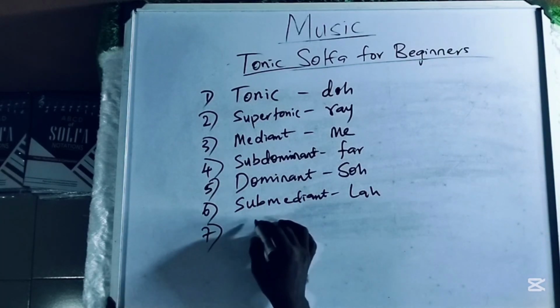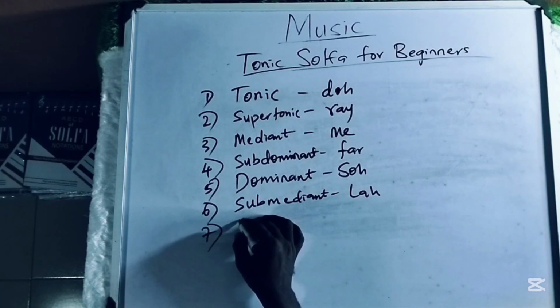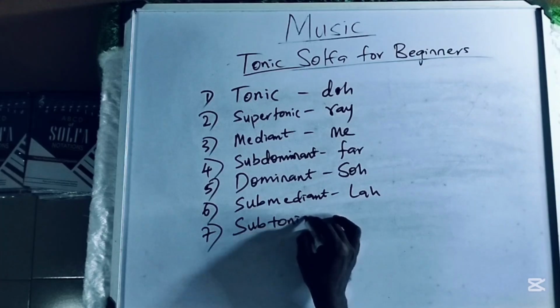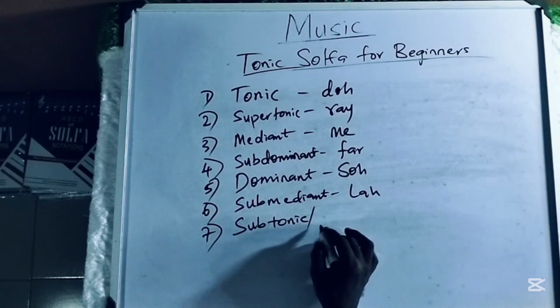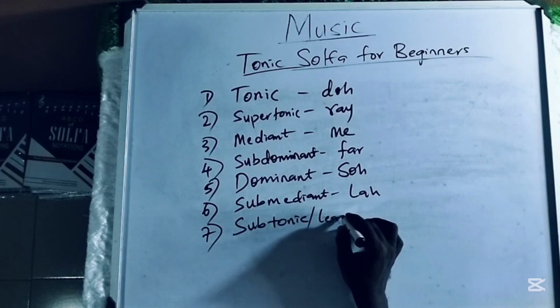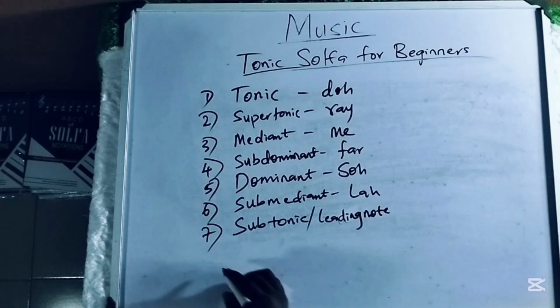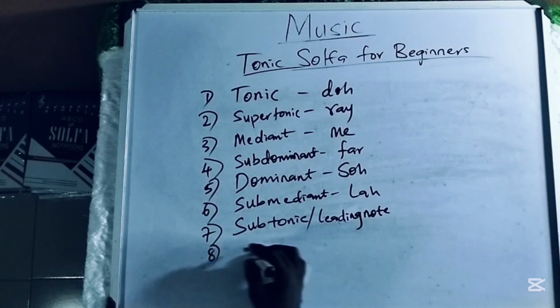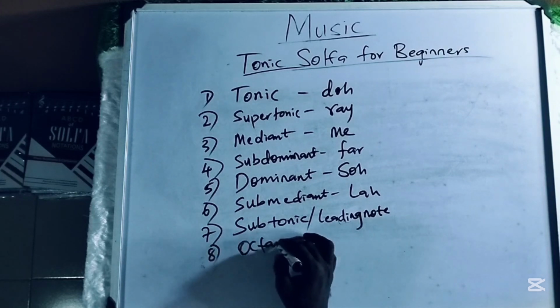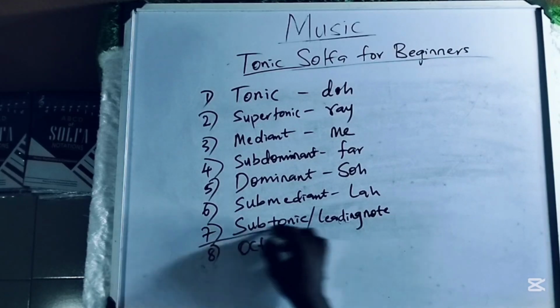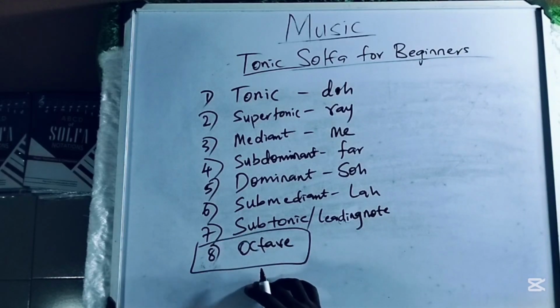Number seven is called subtonic or leading note, and number eight is the octave, the representation of this one. But sometimes we are not dealing with this now. So we have seven letters representing these things.